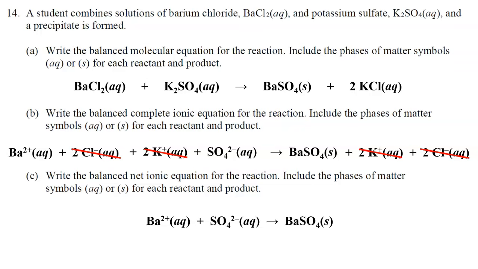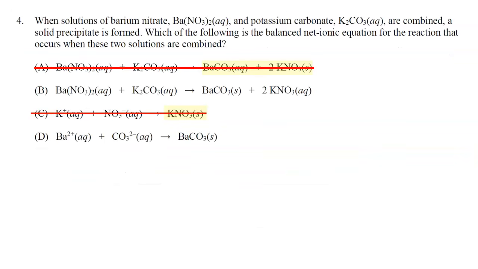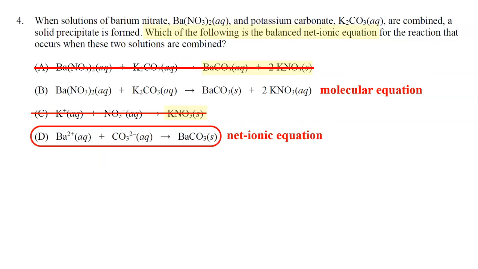Now, let's go back to question 4, and we can see that in choice B, we're looking at the balanced molecular equation, but in choice D, we're looking at the balanced net ionic equation after the soluble potassium ions and nitrate ions have been eliminated as spectator ions from the equation. So the correct answer to question 4 is D, because it's showing the balanced net ionic equation. Choice B is not the correct answer because that would be the molecular equation. So the answer to question 4 is D.